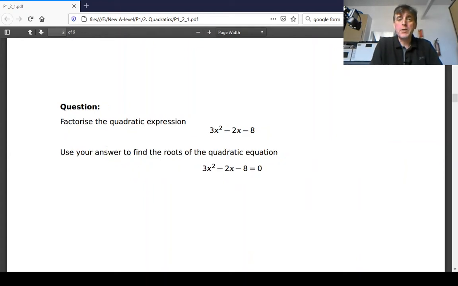And when it comes to quadratic equations, one method, which I'm sure you're familiar with already, is we can use factorisation to solve a quadratic equation. So I'd like you to have a go at the question on the screen just to remind yourself about how that works. Factorise the quadratic expression that's there, and then use that answer to find the roots or solve that quadratic equation.